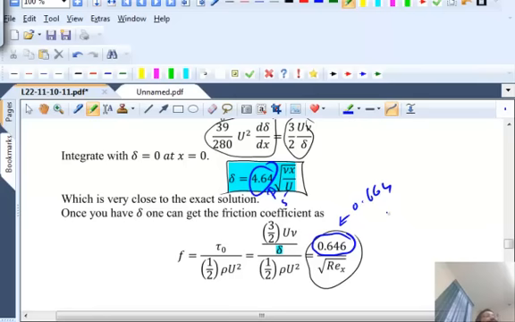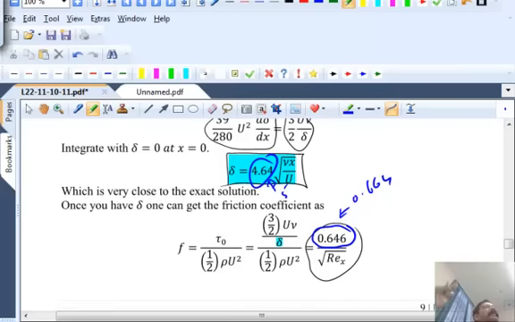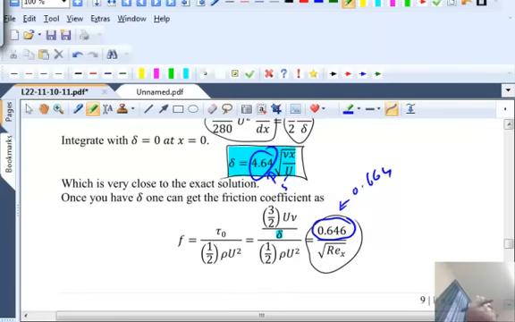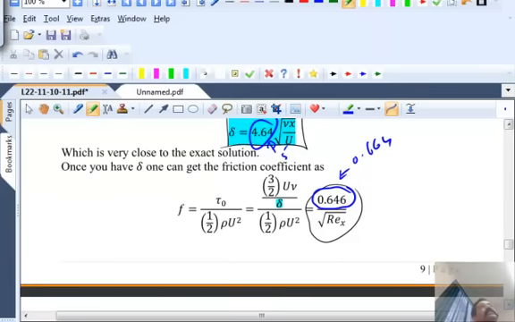So the error that you introduce is a lot less by assuming some sort of a velocity profile, and you can still get the friction factor instead of having to go through what Blasius did, which is use the Runge-Kutta method to carry out the integration. Days of calculation in the 1930s. Nowadays, of course, you can do it in a matter of minutes with computers. Any questions?